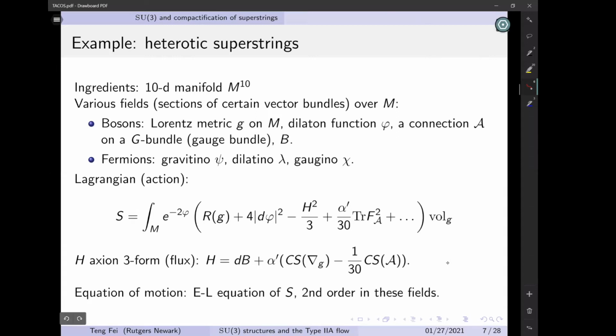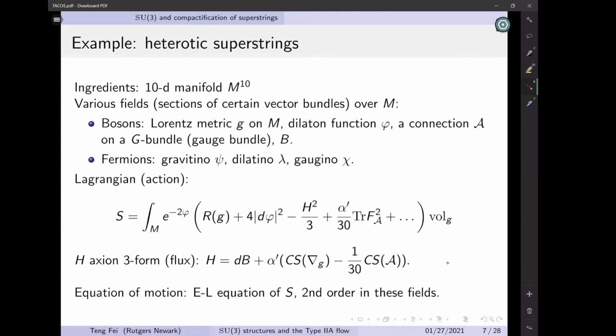And also there's this thing H. So H is called the axion 3-form, or the flux. So locally, H can be written as dB, where B is the potential, plus alpha prime times these Chern-Simons terms involving the Levi-Civita connection of the tangent bundle and also this connection A on the gauge bundle.